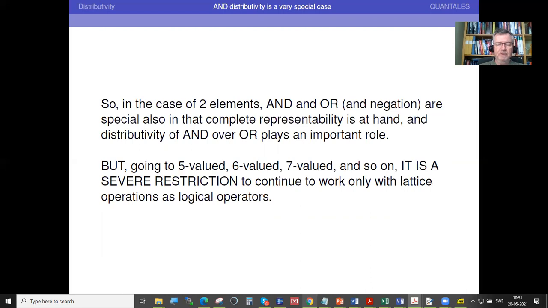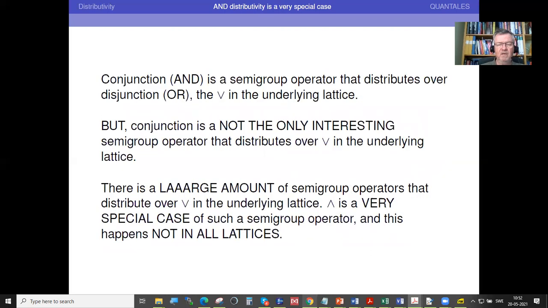So what I say at this point is that when we go to 5-valued, 6-valued, 7-valued, and so on, it is a severe restriction, in my view, to continue to work only with lattice operations as logical operators, because we indeed have many other semigroup operations to work with. You will see how many, actually. So conjunction is not the only interesting semigroup operator that distributes over join. There is a large number of semigroup operators that distribute over join in the underlying lattice. And note that meet is a very special case of such an operator.